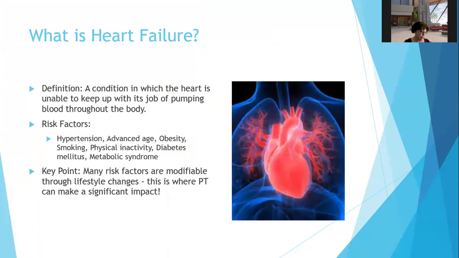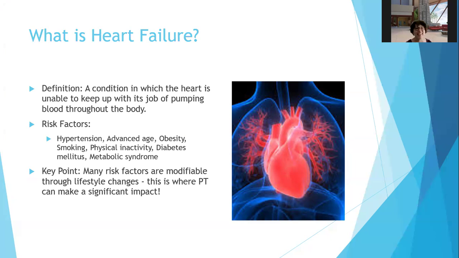So, heart failure is when your heart is unable to keep up with the demands from the body. So it can't pump enough to get the blood all the way through the body. Lots of different risk factors, including hypertension, advanced age, obesity, smoking, physical inactivity, diabetes, metabolic syndrome. Remember those?